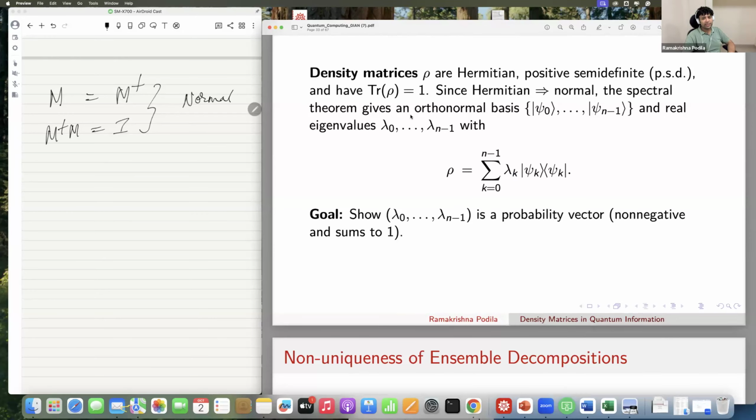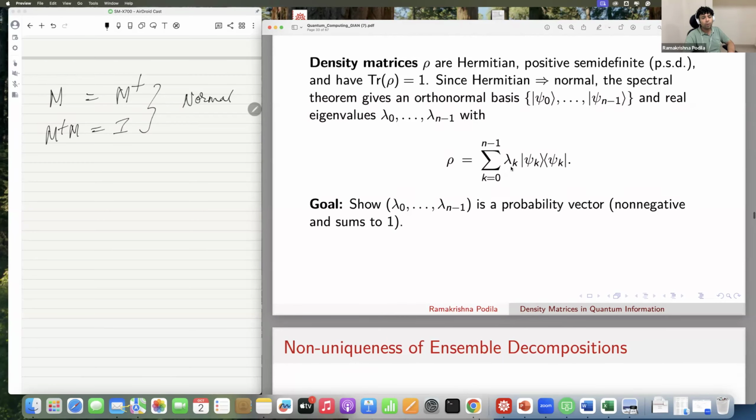So if I apply this to the density matrices, then you see that this must be a convex combination, which means that this rho k should be a probability vector. These eigenvalues should form a probability vector, right? That is, they should sum up to 1, right?